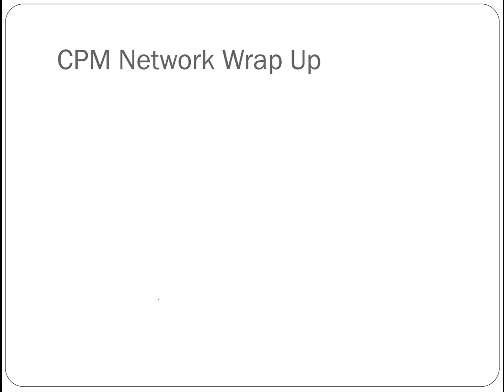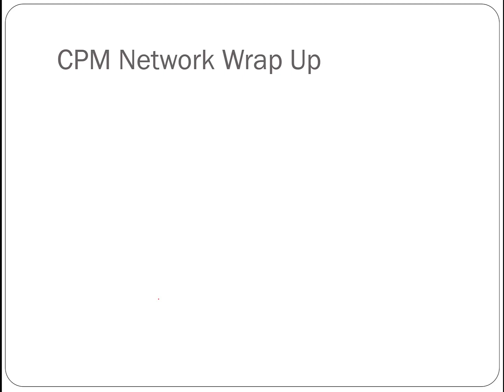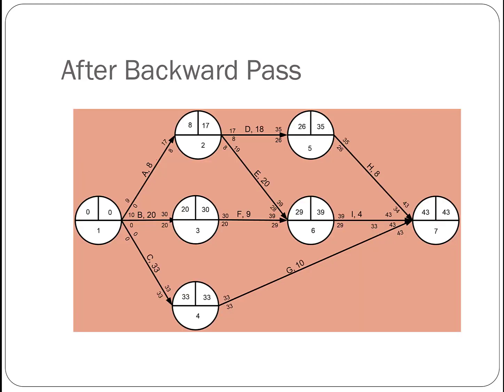And to wrap up this CPM method, we're going to find where the slack is. Recall, slack is the difference between the late finish time and the early finish time. And if we look at those activities, say A, the slack is the difference between the early finish time and the late finish time, which will be 9 days. So for activity A, you have about 9 days leeway. If we want to delay it between 0 to 9 days, then you are fine. The entire project won't be delayed.